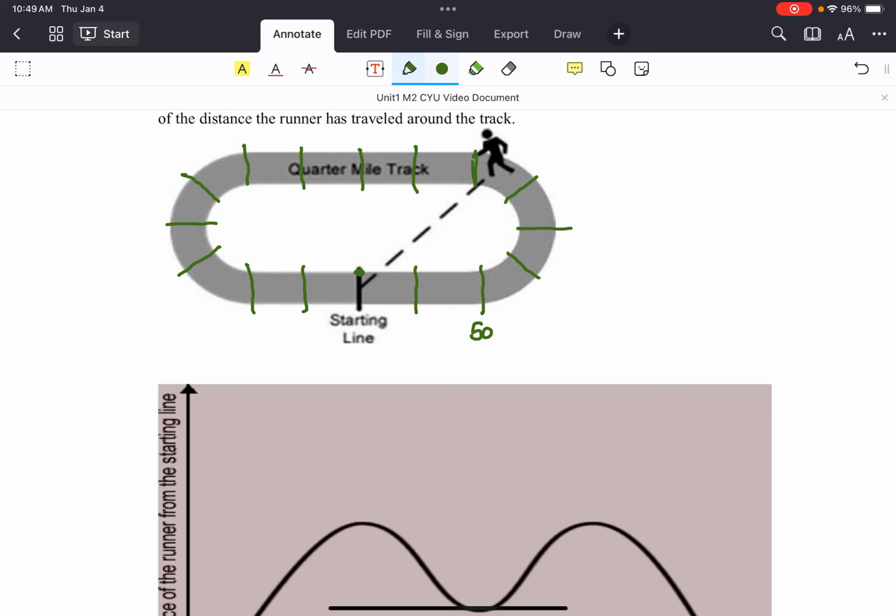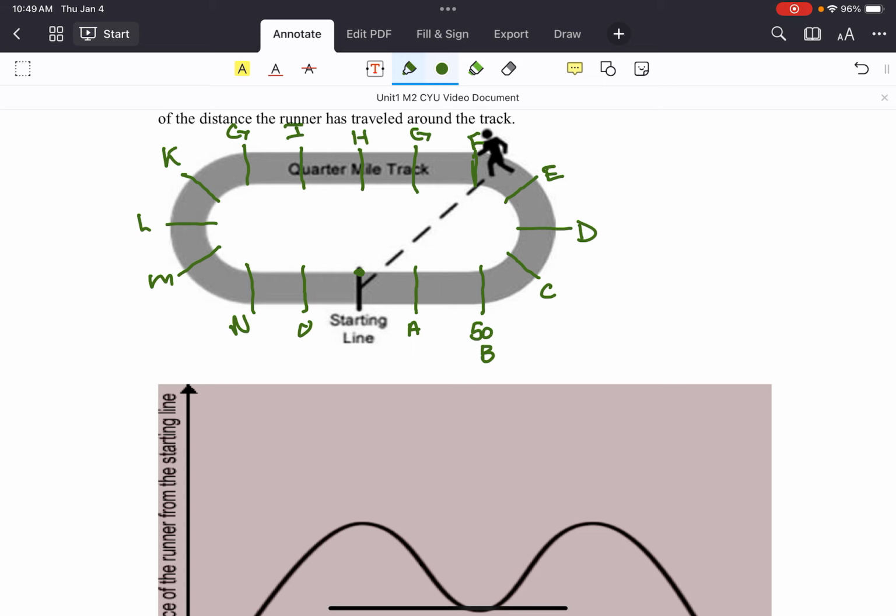So I've divided up my track into chunks. The runner ran 25 meters. What's happening to that distance from the start in those 25 meters? I'm going to label these points A, B, C, D, E, F, G, H, I, J, K, L, M, N, O. The reason I gave these all letters is that I'm going to relate these positions on the track to places on my graph and talk about how the quantities are changing in between these.